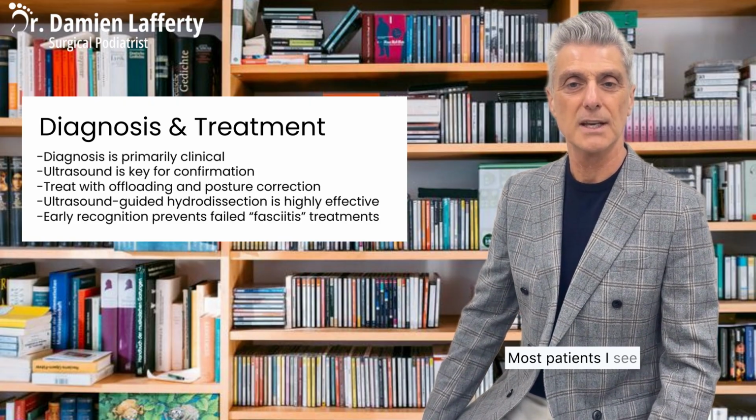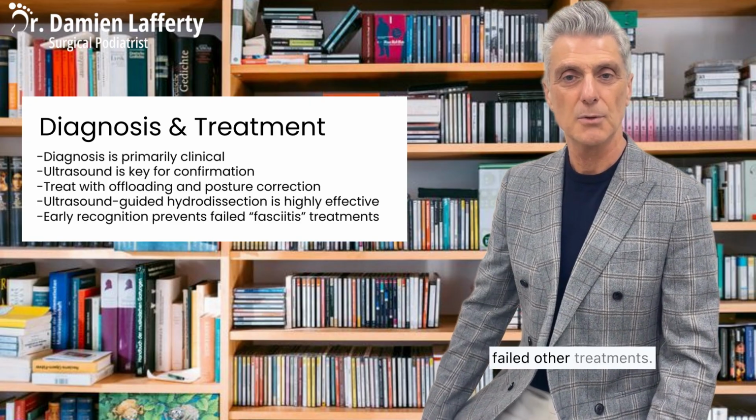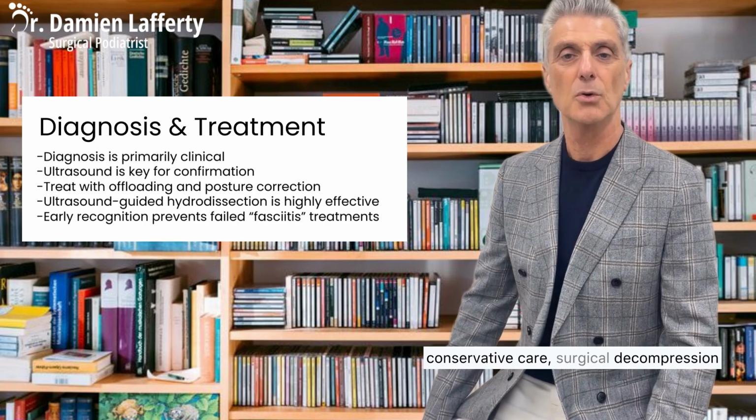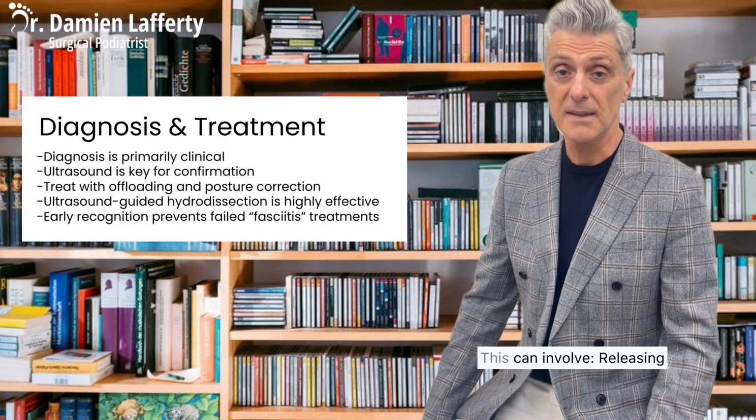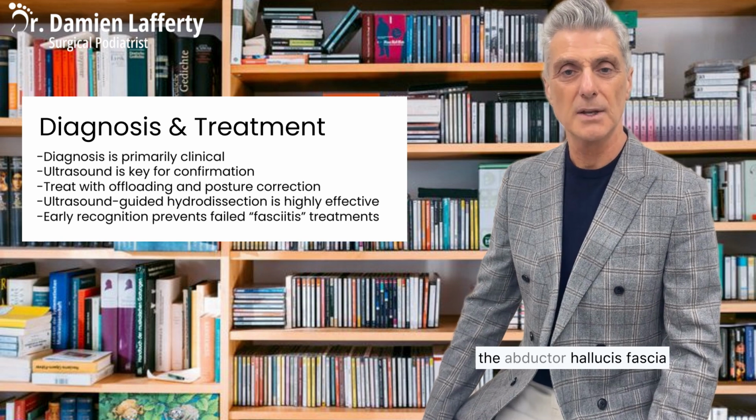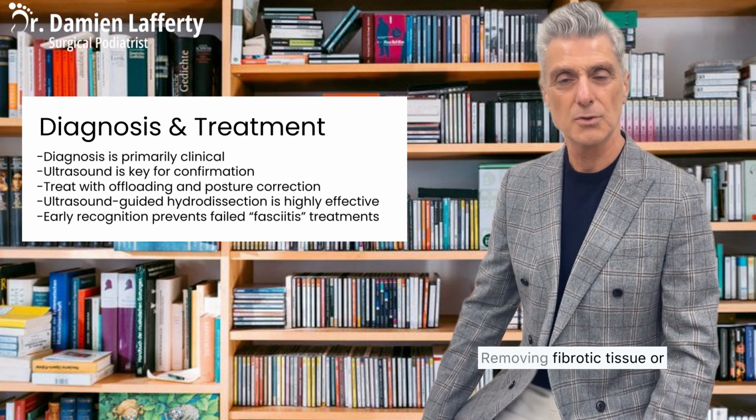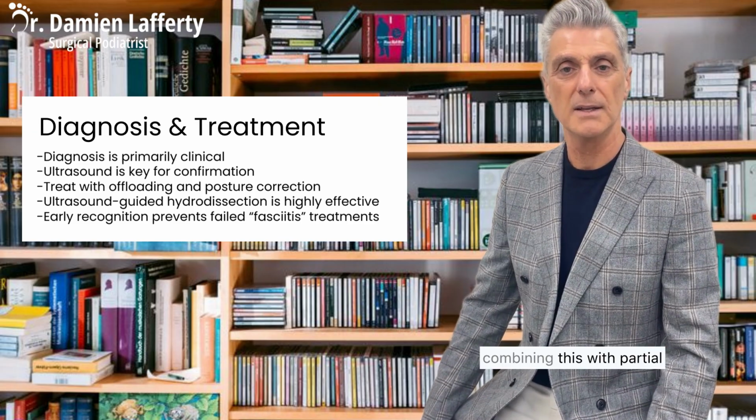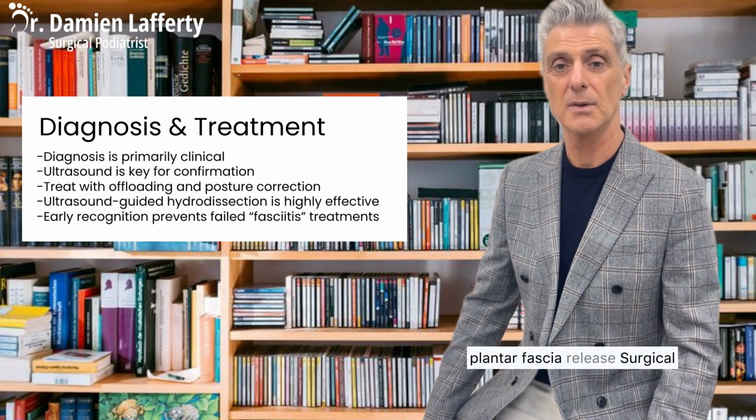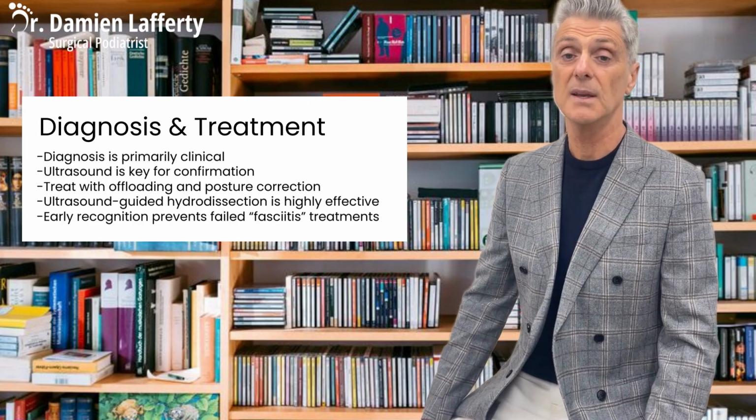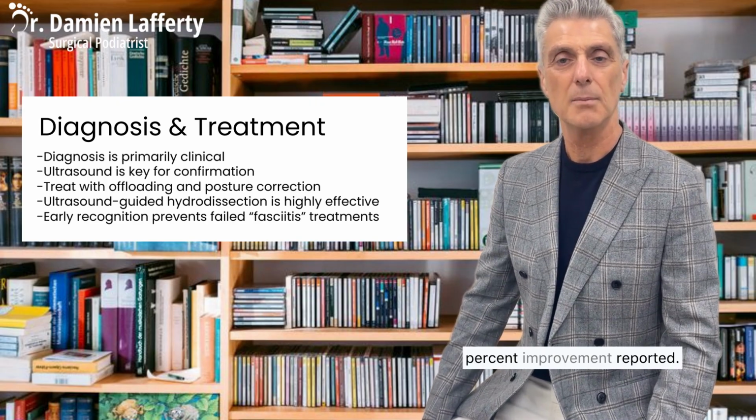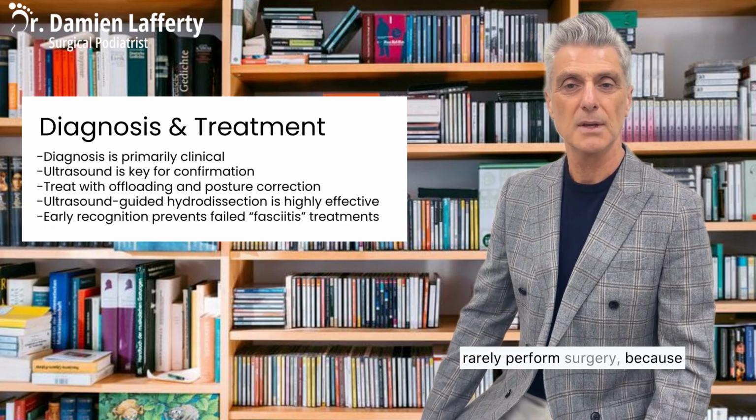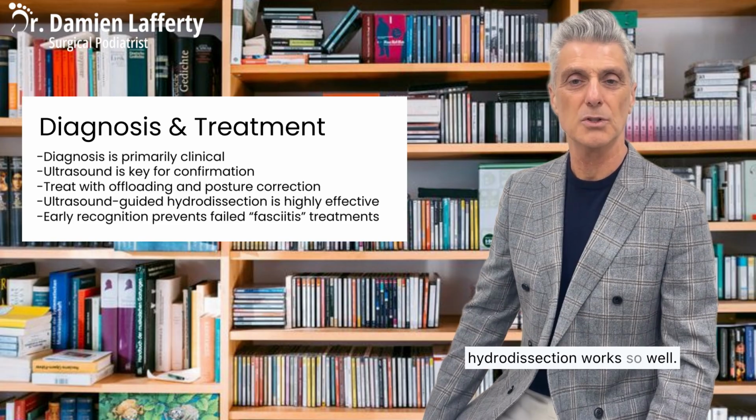Most patients I see have already tried and failed other treatments. If symptoms persist despite conservative care, surgical decompression may be considered. This can involve releasing the abductor hallucis fascia, removing fibrotic tissue or large heel spurs. Occasionally combining this with partial plantar fascia release. Surgical outcomes are generally good, with 70 to 90% improvement reported. That said, I now rarely perform surgery because hydrodissection works so well.